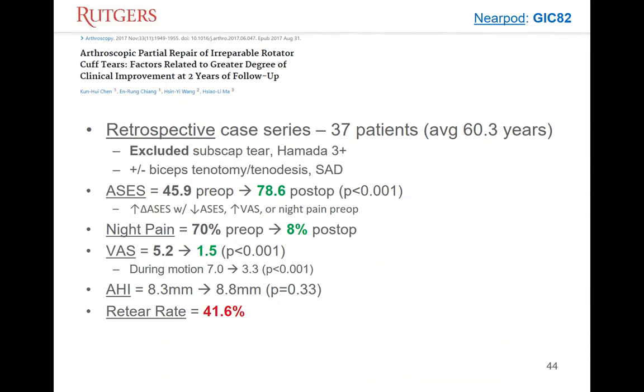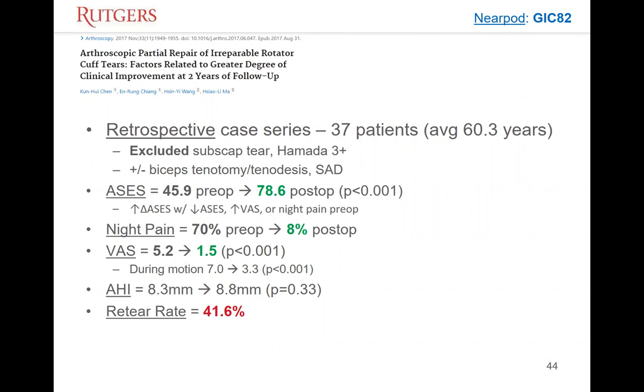They found that the ASES score improved substantially across the board from an average of 45.9 to 78.6. And this was particularly evident in patients with low pre-op scores and those with pre-op night pain. Thus, pre-op symptom severity did not impact post-op outcomes. The acromiohumeral interval didn't change from pre-op to post-op.